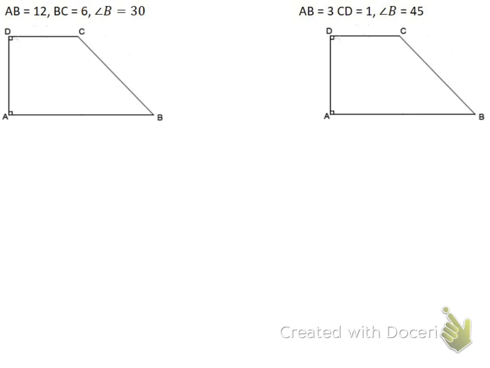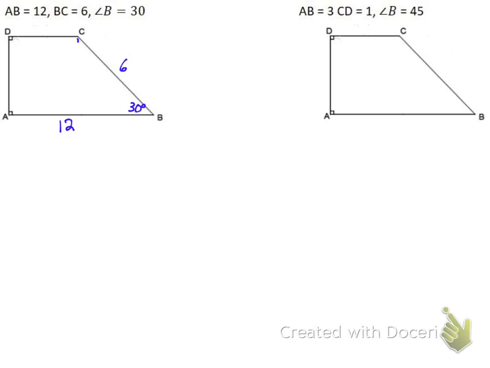Next two, again, just kind of stepping it up a little bit. So with these problems, I'm just writing my labels down here. AB is going to be 12. This entire thing is 12. BC is going to end up being 6, and then this angle right here is going to be 30 degrees.